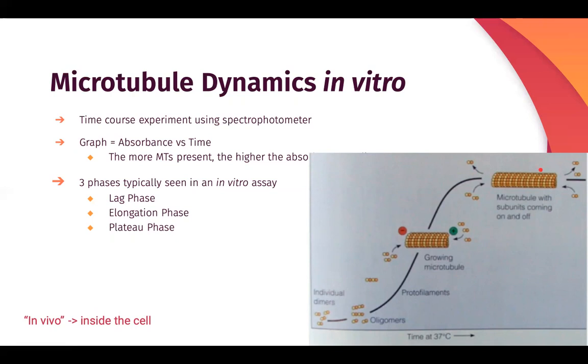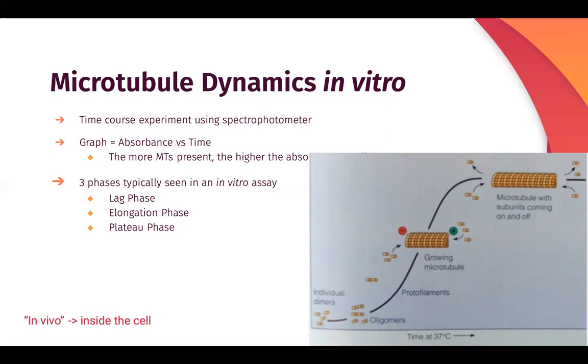We have the lag phase, which is the beginning where the tubulin dimers become oligomers, which become protofilaments, which then become sheets of protofilaments. And then you have to close the tubulin, and then you can start elongating. So that's what's happening during the lag phase. And that's why it takes some time to form the beginning of the microtubules, because in this case, we didn't throw in anything to grow off of.